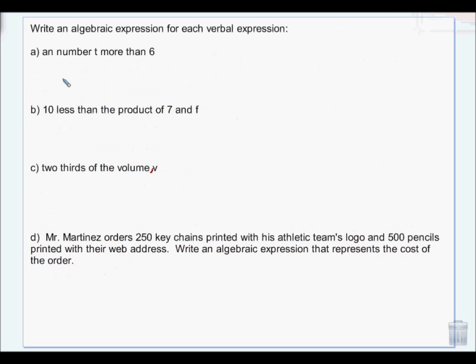This example, that should just be a number. I don't know why that came. So it's a number t more than 6. So here's our keywords, more than. That means plus. So this is 6 plus t, or you could also say t plus 6. Okay.